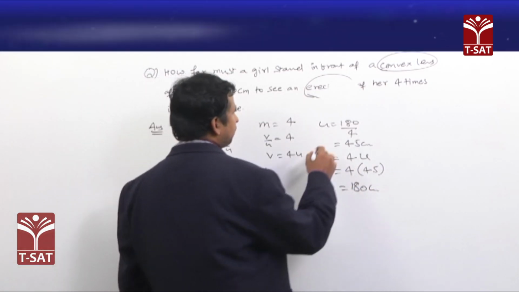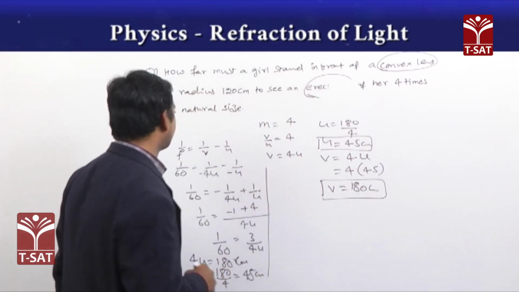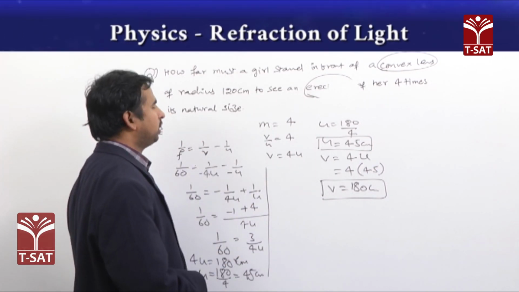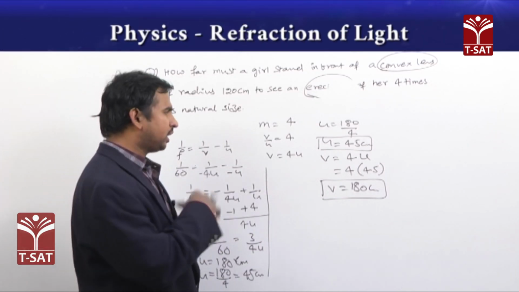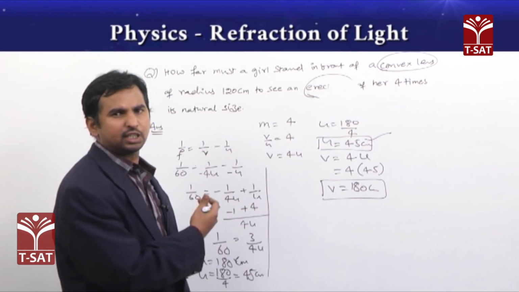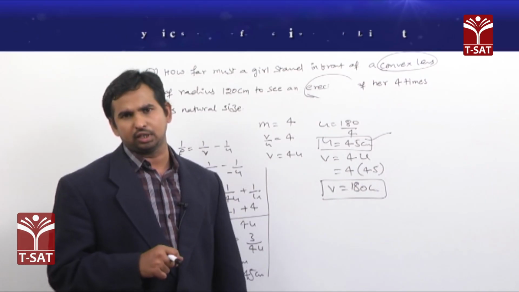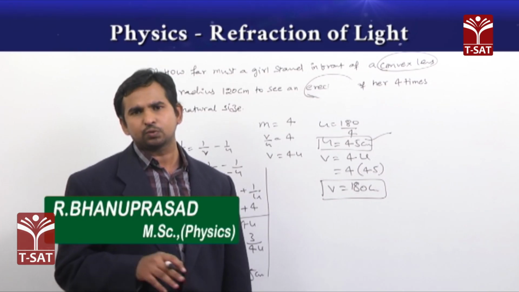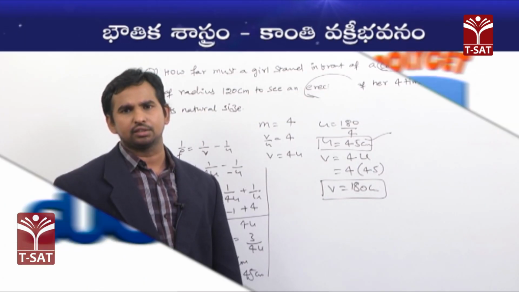This is the object distance and this is the image distance. According to our given question, how far must a girl stand in front of this convex lens of radius 120 centimeters to see an erect image of her face 4 times its natural size? The girl is the object. She has to stand 45 centimeters from the lens so that she can see her face 4 times larger than the original size, and here it is forming a virtual image. That's why this image is formed on the same side, before the lens only.